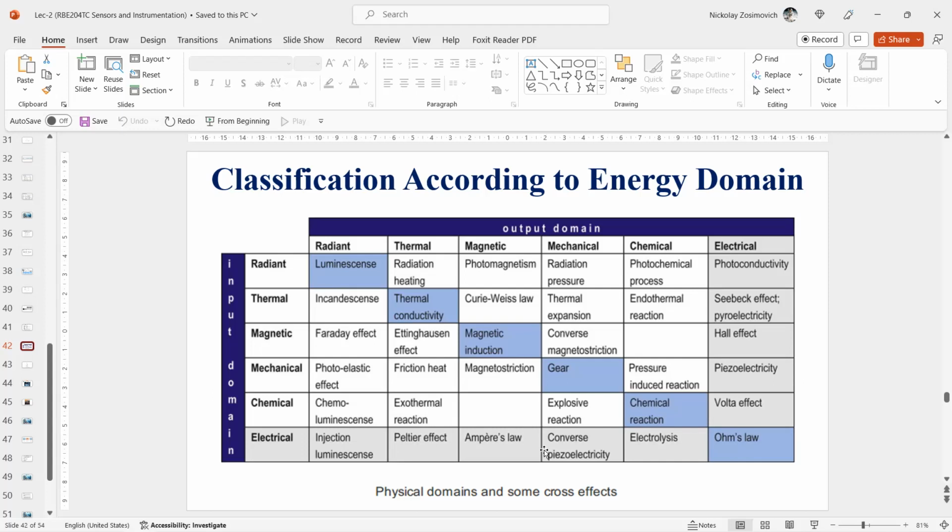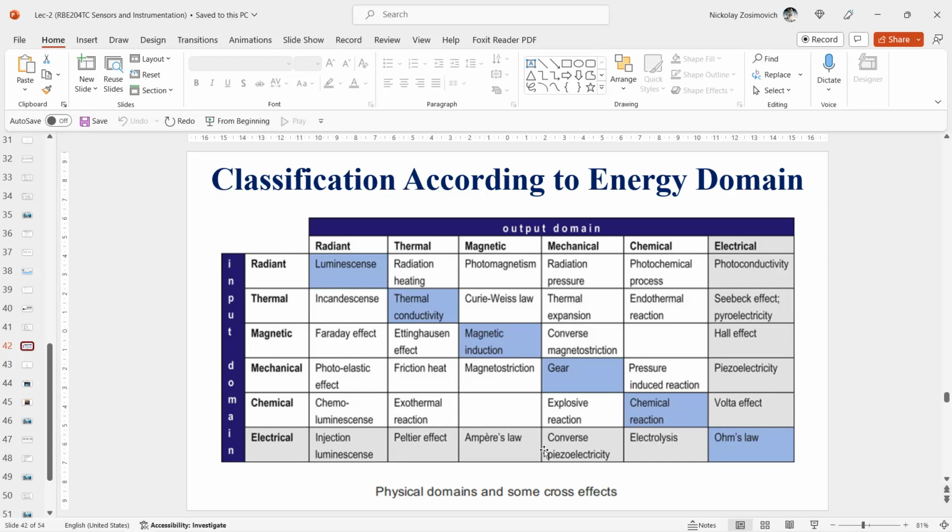Lion has proposed only six domains and adopted the term signal domain. These six domains are the radiant, thermal, magnetic, mechanical, chemical, and electric. The number of domains is a rather arbitrary choice. So for practical reasons, we will only continue with the system of six domains and call them energy domains.